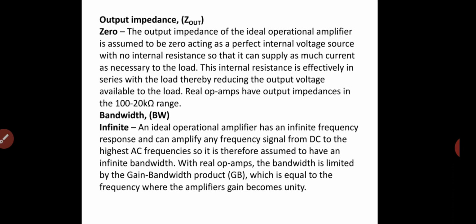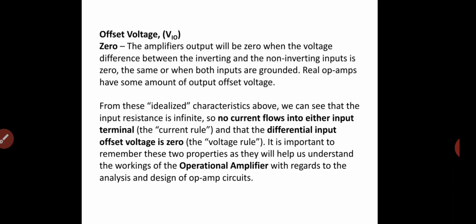An ideal operational amplifier has an infinite frequency response and can amplify any frequency signals from DC to the highest AC frequencies. So it is assumed to have an infinite bandwidth. With real op-amps, the bandwidth is limited by the gain bandwidth product, which is equal to the frequency where the amplifier's gain becomes unity. So the bandwidth is very large for operational amplifiers.